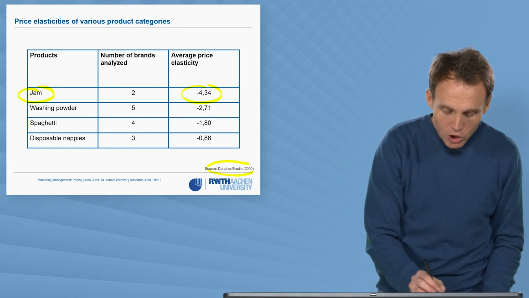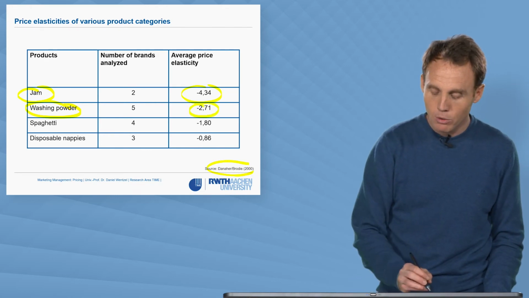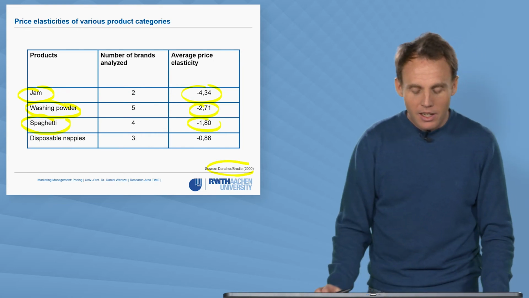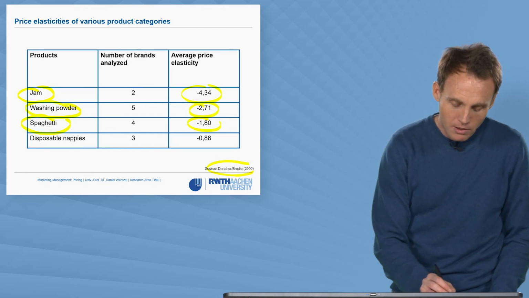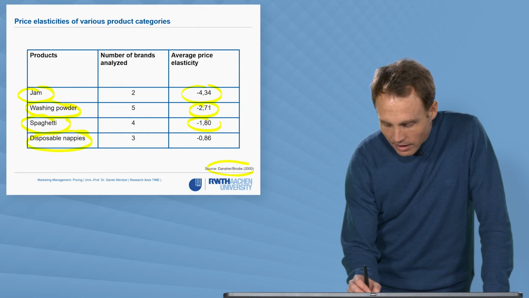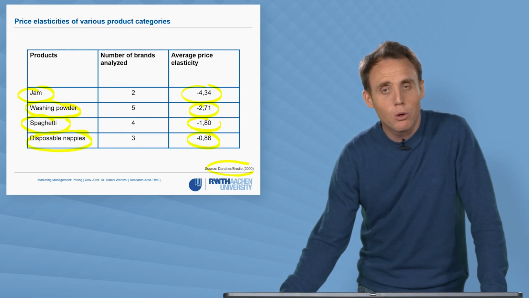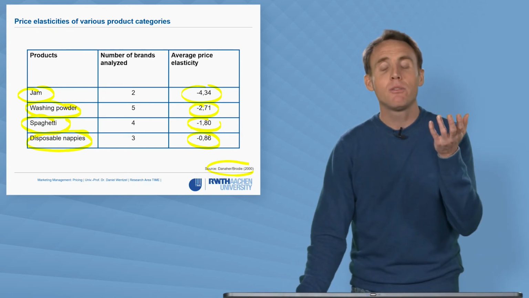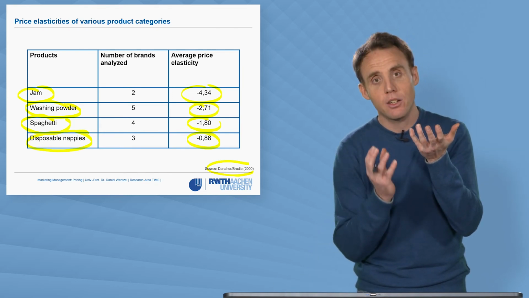Now, the same goes for washing powders, same argument as with the jam, an elasticity of minus 2.71, and also to a lesser degree in spaghetti. Now, what's interesting, so the last category is interesting, right? Now, disposable nappies. Now, in this case, the elasticity is below minus 1, right? So it's 0.86. Now that means that the relative change in demand is smaller than the relative change in price.